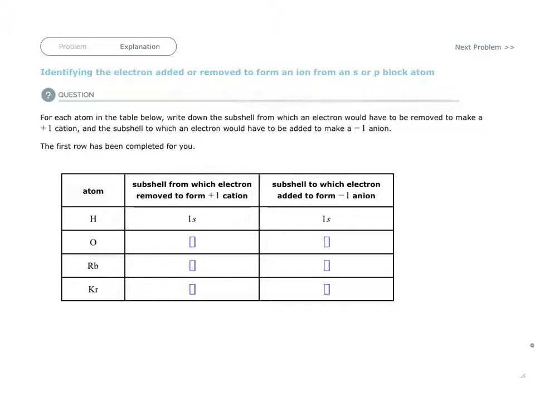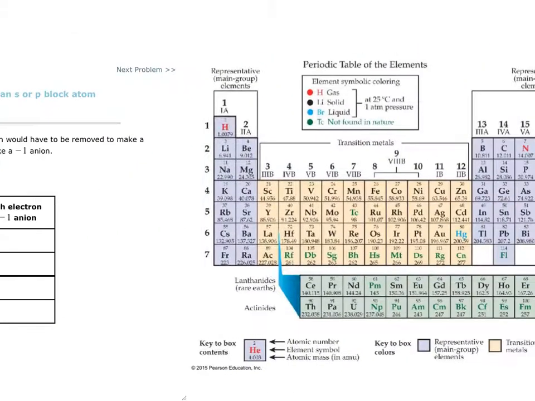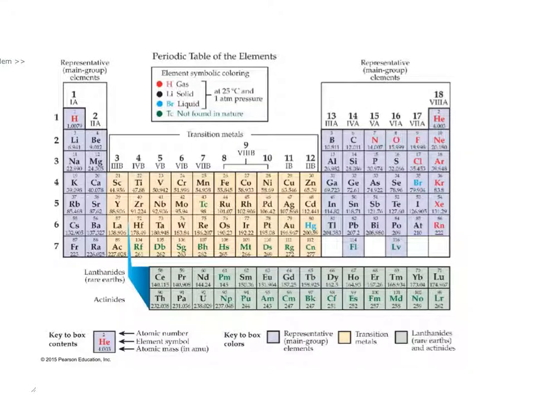I like this question because it kind of forces you to find out where electrons live. So let's look at the example they give us at the beginning, hydrogen. Hydrogen says the subshell from which the electron is removed to form a positive 1, and also the subshell from which the electron is added to form the negative 1. So let's go over to the hydrogen. Hydrogen is 1s1.